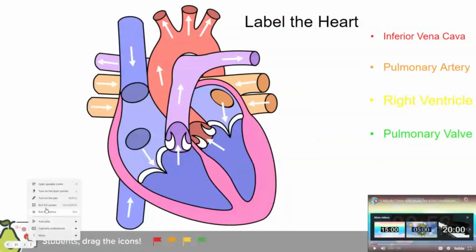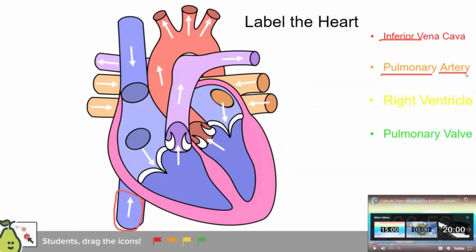All right, let's look at this one now. We're looking for the inferior vena cava. We said that this was the superior last time, so this is the inferior vena cava. This is asking for the pulmonary artery. Arteries go away from the heart, and I'm looking for something to do with the lungs. So I'm going to go with this tube right here. It branches off into two different directions, and this is your pulmonary artery.